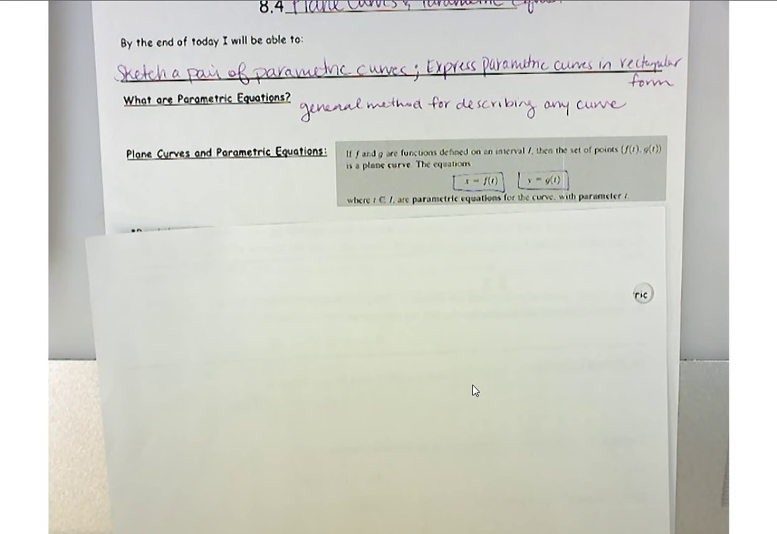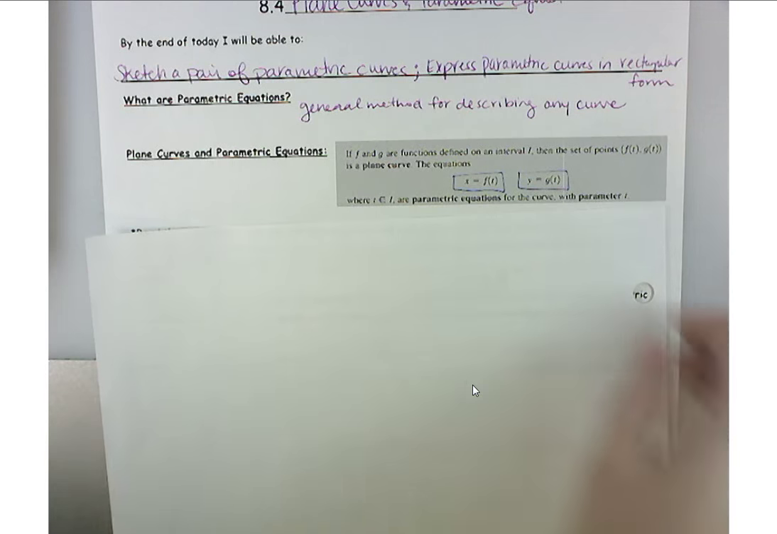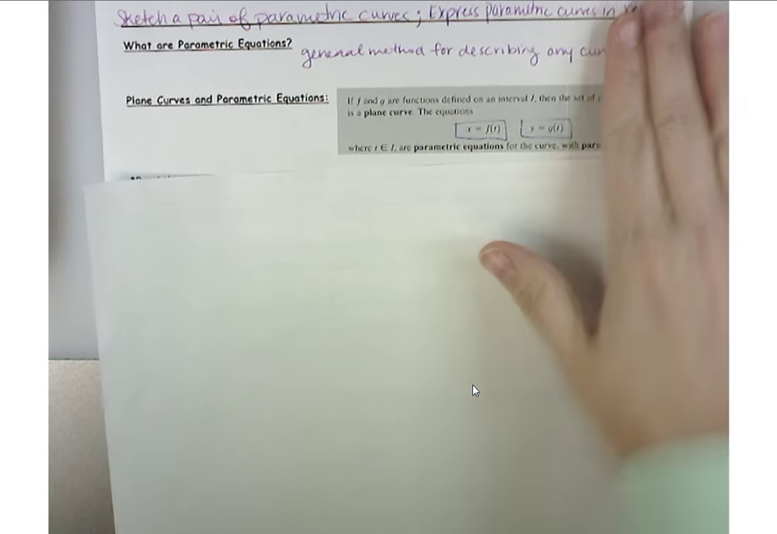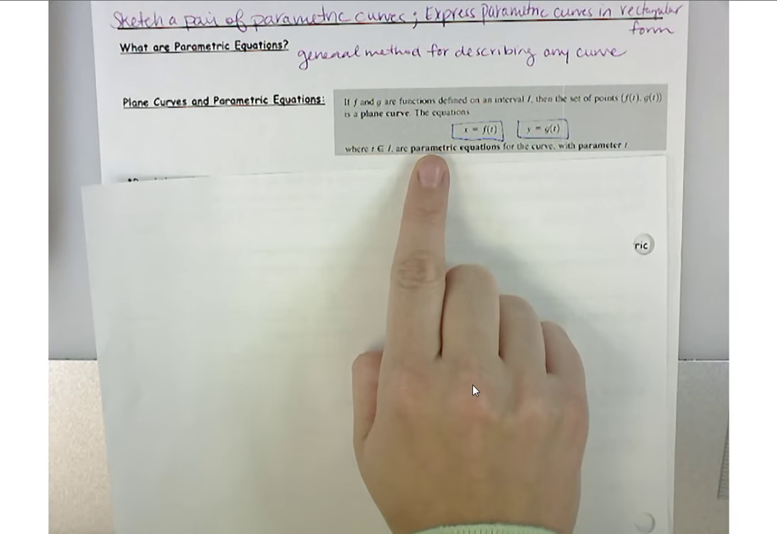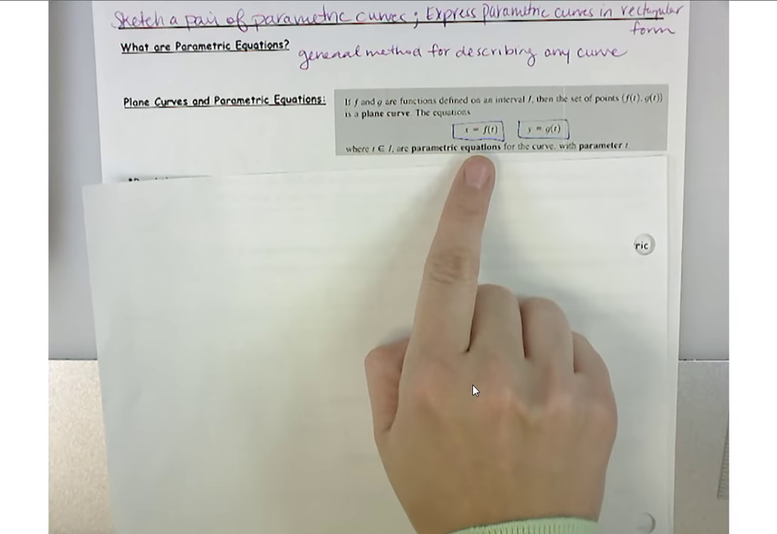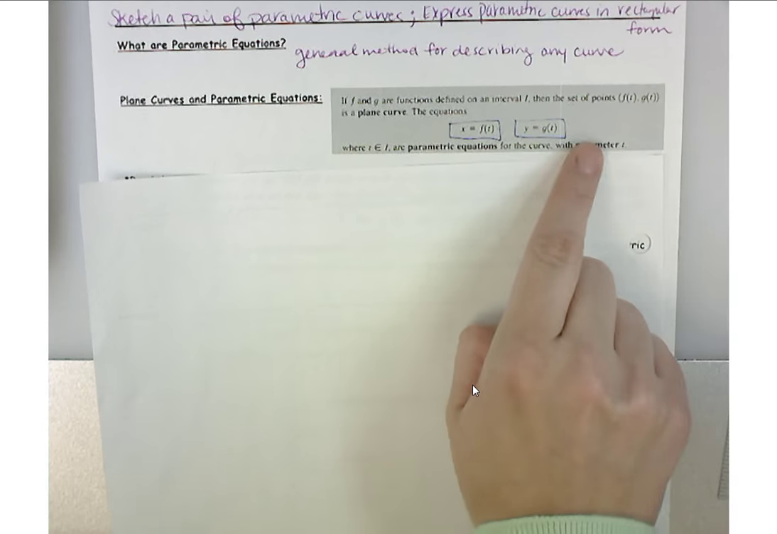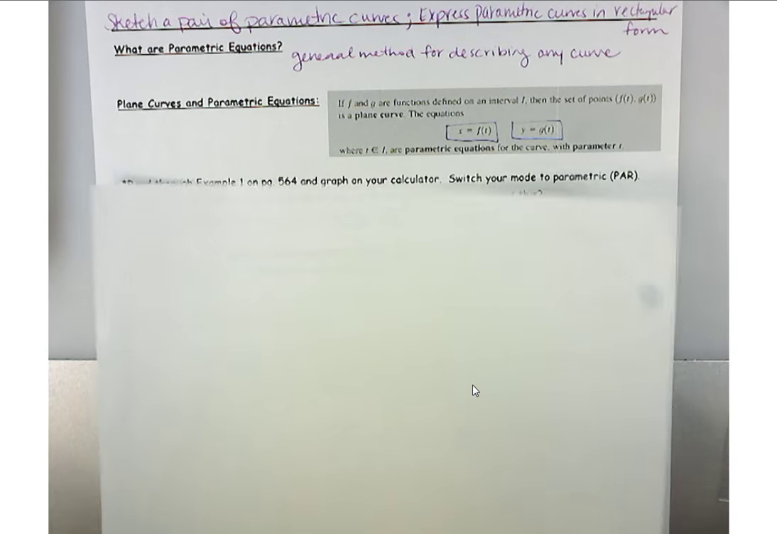T. And t represents exactly what you would probably guess it would represent. What do you think t represents? Time, right? Most commonly it represents time. Your t value has to be in that interval, and then that's going to generate your parametric equations for the curve, and we call t the parameter.